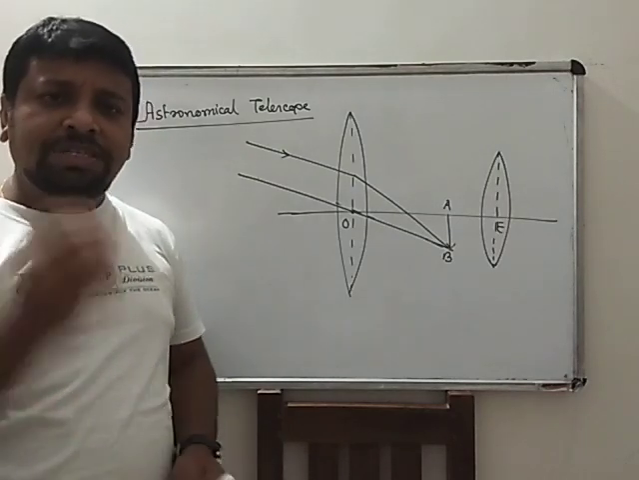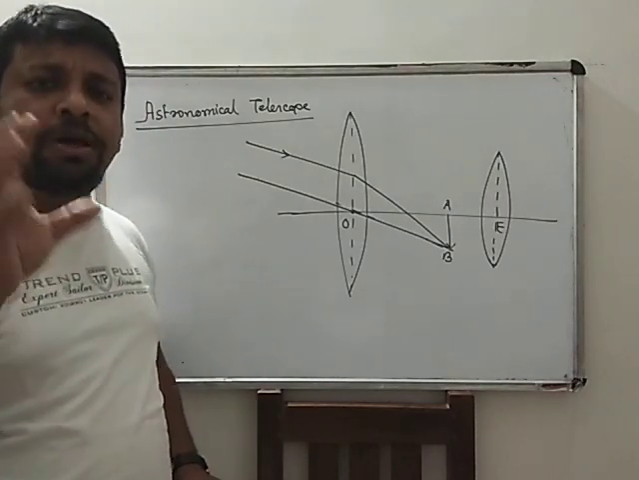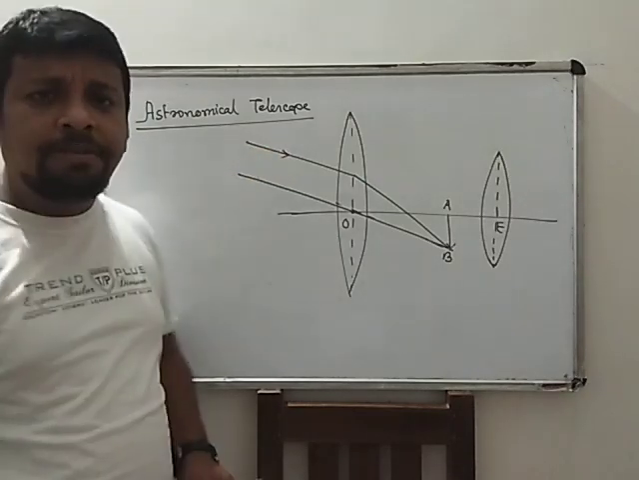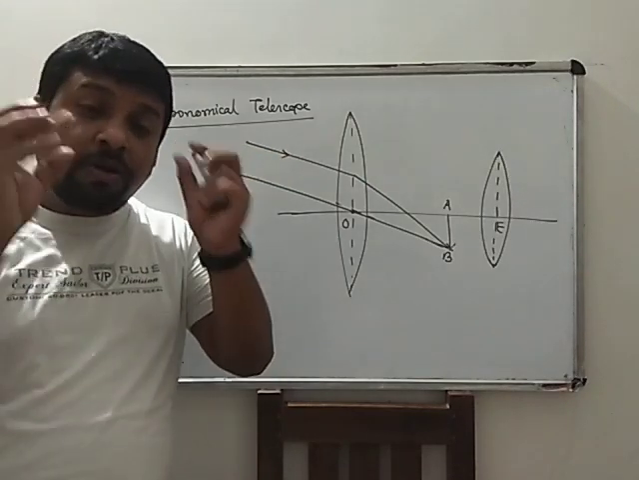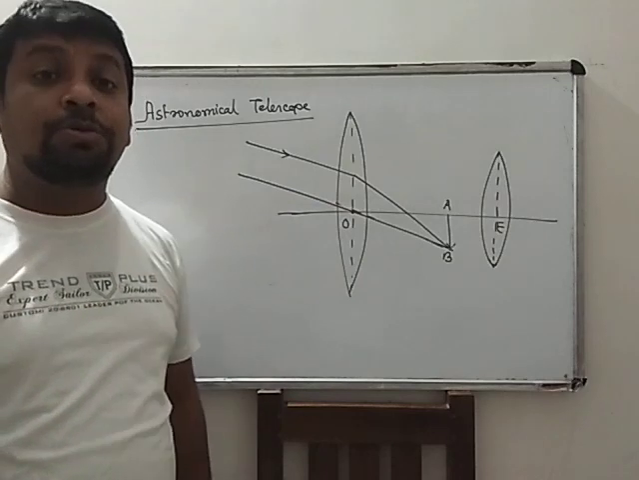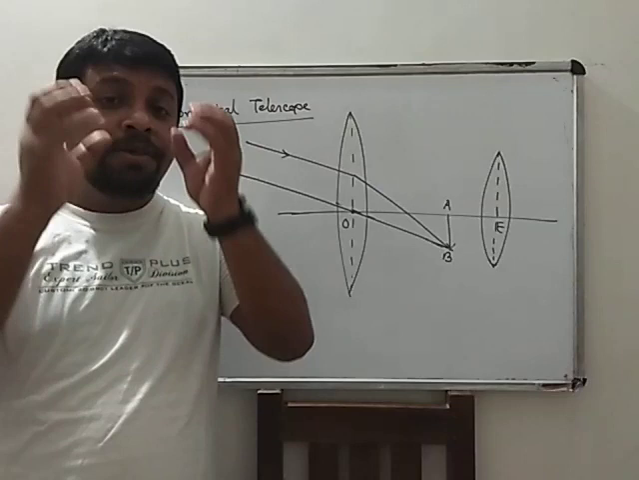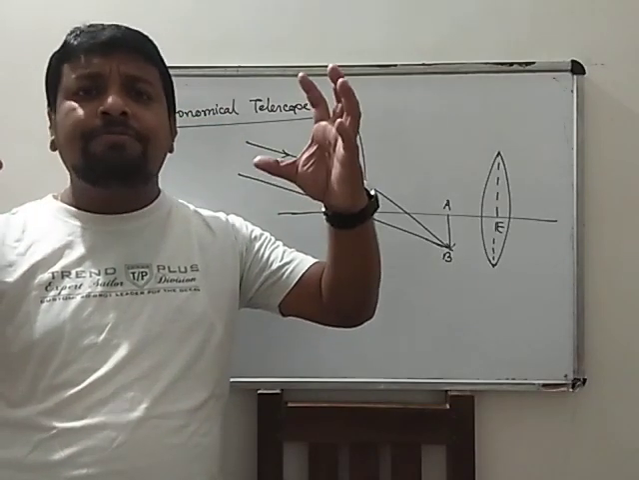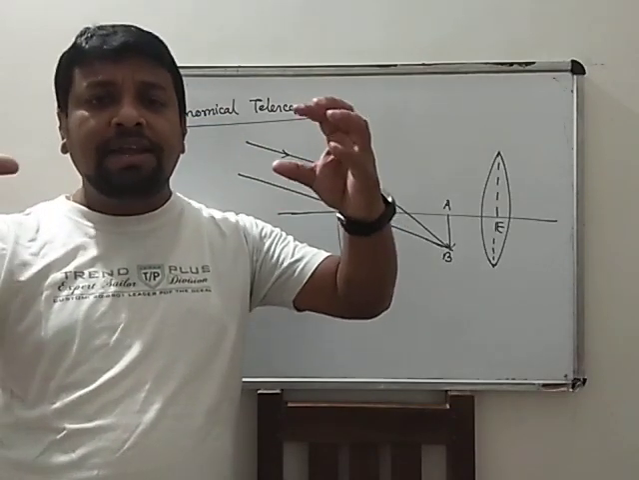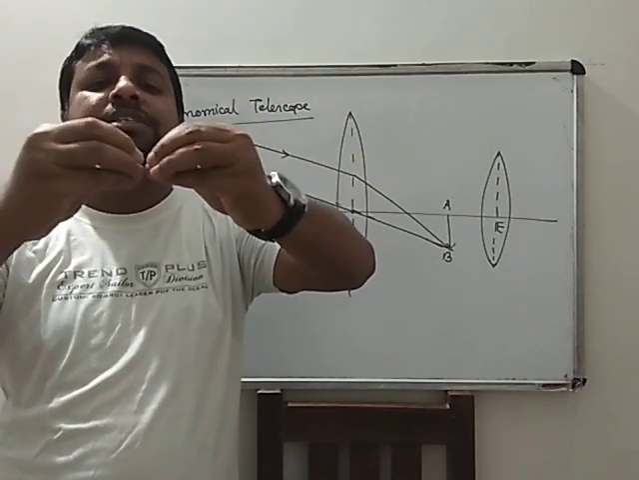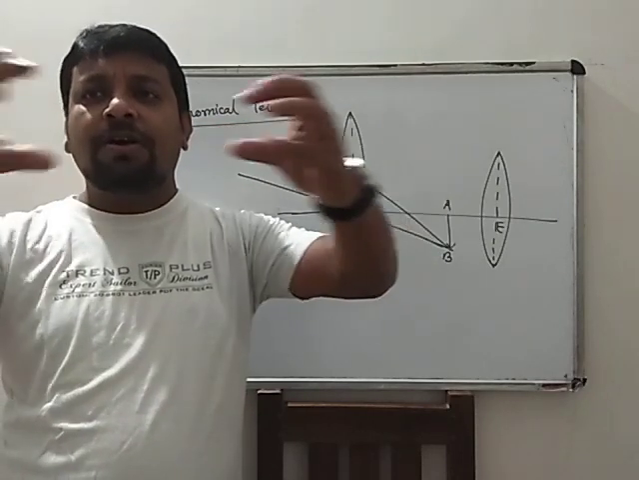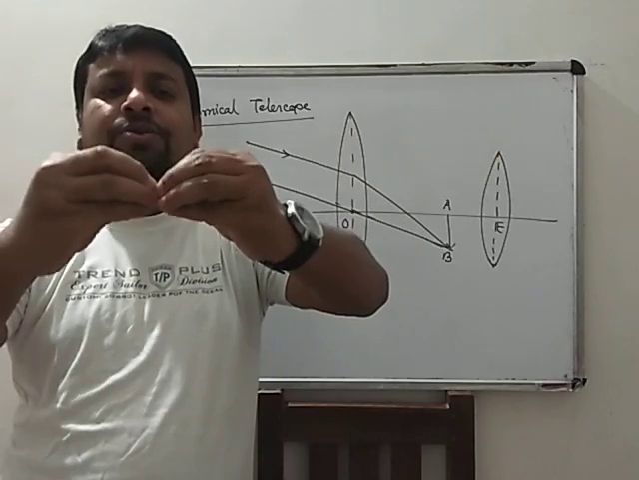So we discuss only normal vision of the astronomical telescope. In normal adjustment, the focus of both the lenses coincide with each other, like this.